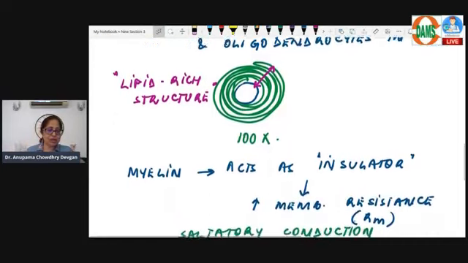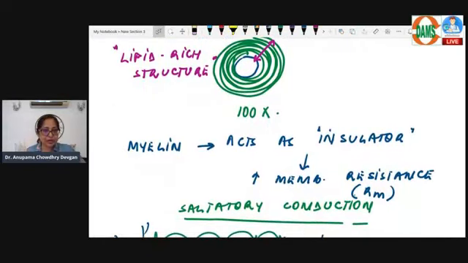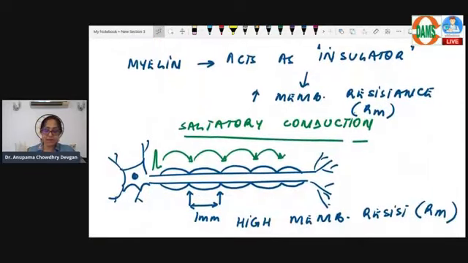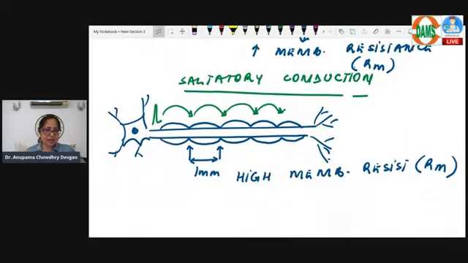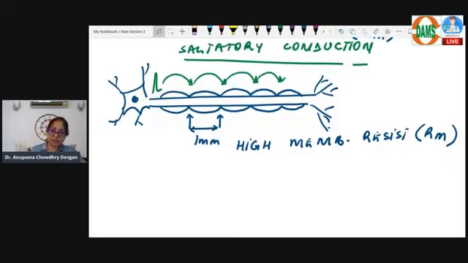Myelin is a lipid-rich structure. It acts like an insulator. And if it acts like an insulator, it increases the membrane resistance. So large diameter nerve fibers have a high membrane resistance, but in spite of that, a higher velocity of conduction. Why? Because of saltatory conduction. So let's have a look at this question.